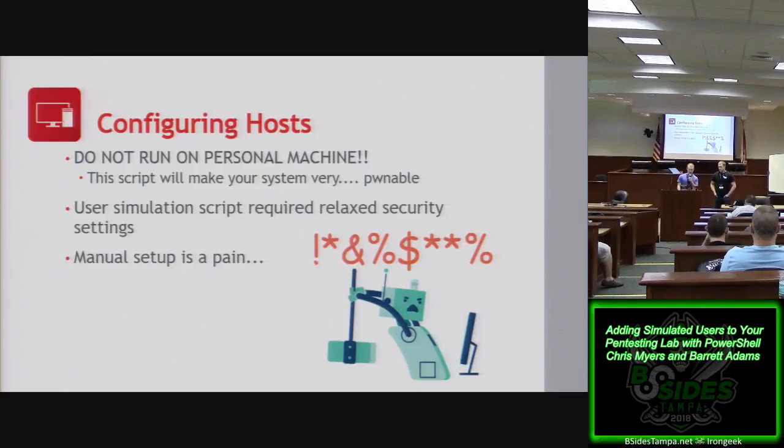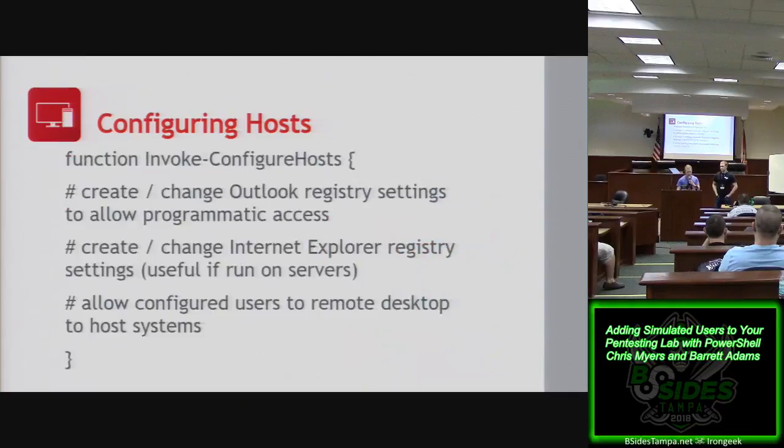All right. Final function of the tool here, we're going to talk about configuring hosts. So in order to script everything we're scripting and not require user interaction for Outlook and Internet Explorer to do their things, we have to screw with a couple security settings to get some pop-ups out of there and allow access to things. So configure function is just going to set those options for us. So we're allowing programmatic access to Outlook objects. So that's allowing our PowerShell script to read the body of emails.